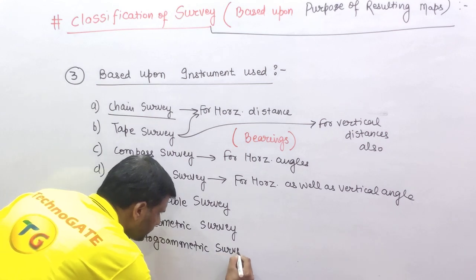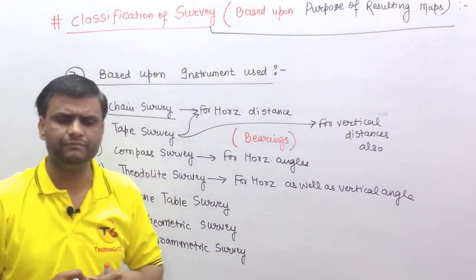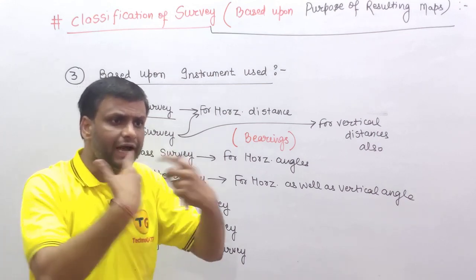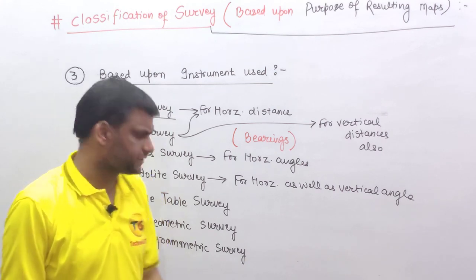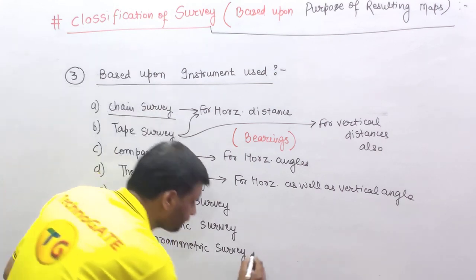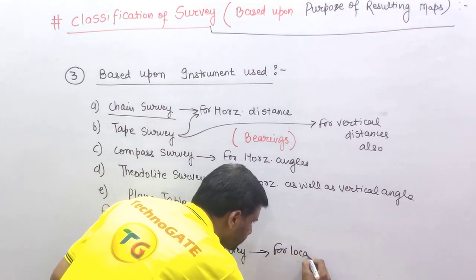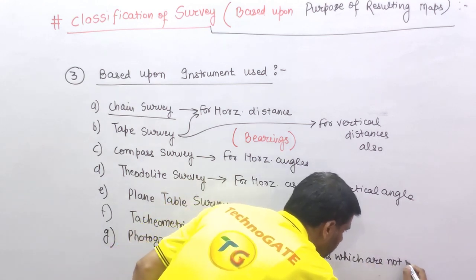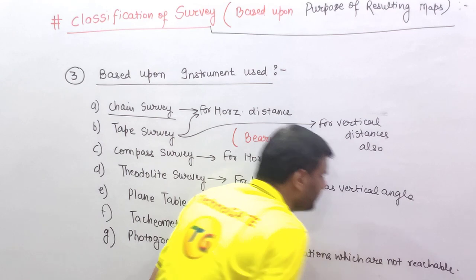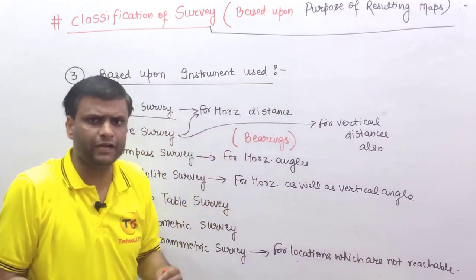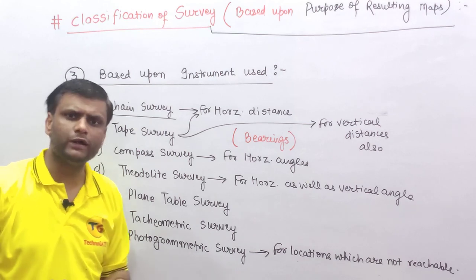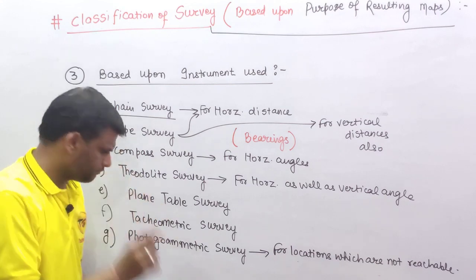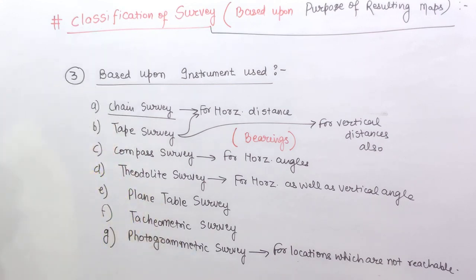Photogrammetric survey. This survey is performed for those locations which are not reachable, meaning where direct measurements cannot be done at those locations. Photogrammetric survey is performed for locations where direct site measurements cannot be done. First, note down this. After that, we will discuss some portion of photogrammetric survey here. Note down.